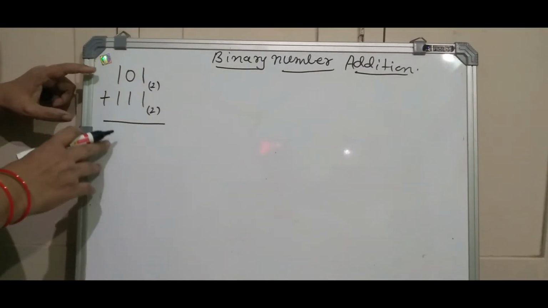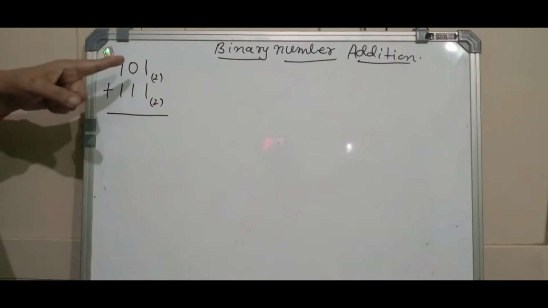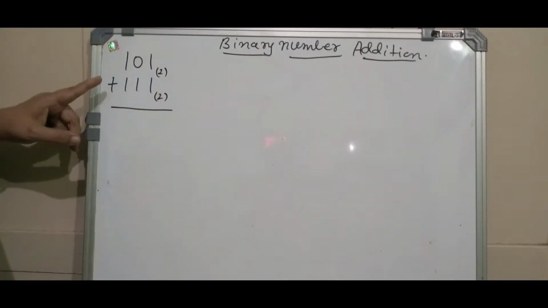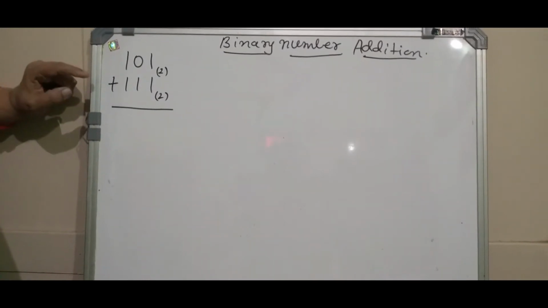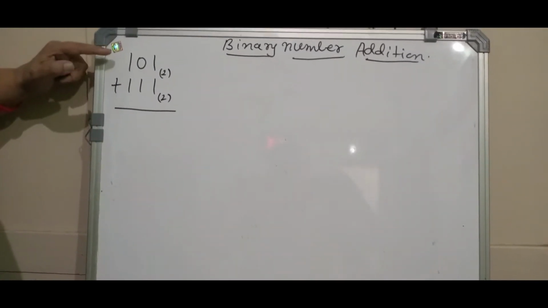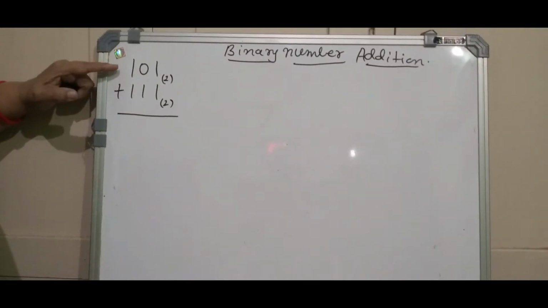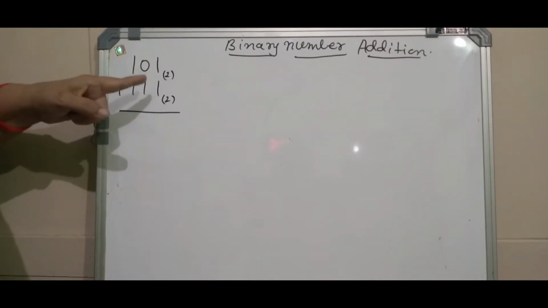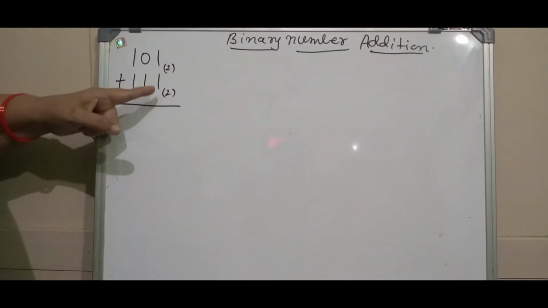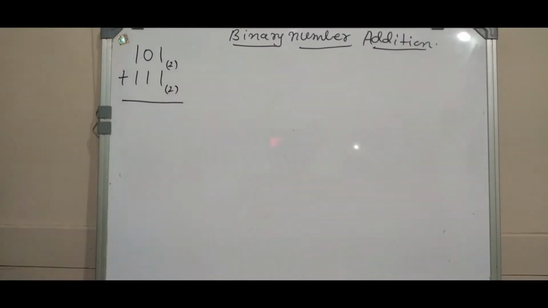In the addition process, I have considered one example: 101 to base 2, and 111 to base 2. While reading also you should be able to read properly. Don't read it as 101 or 111. In base 2 system we have to read the digits separately only. 101 to base 2, again 111 to base 2. Let us see how to add these binary numbers.